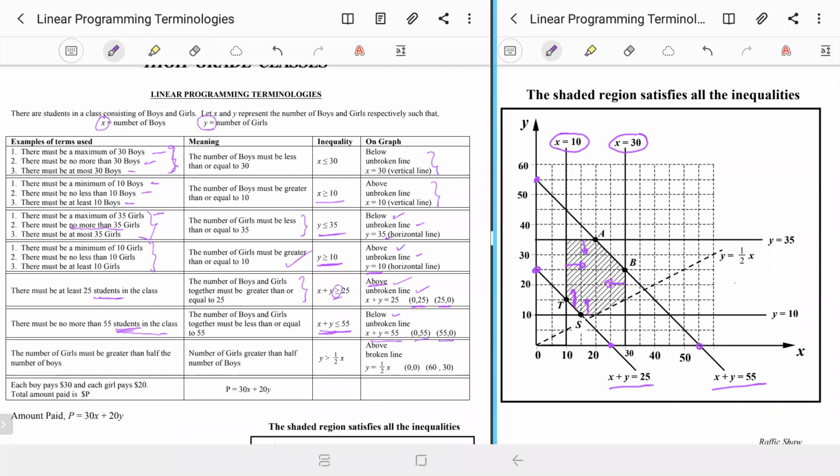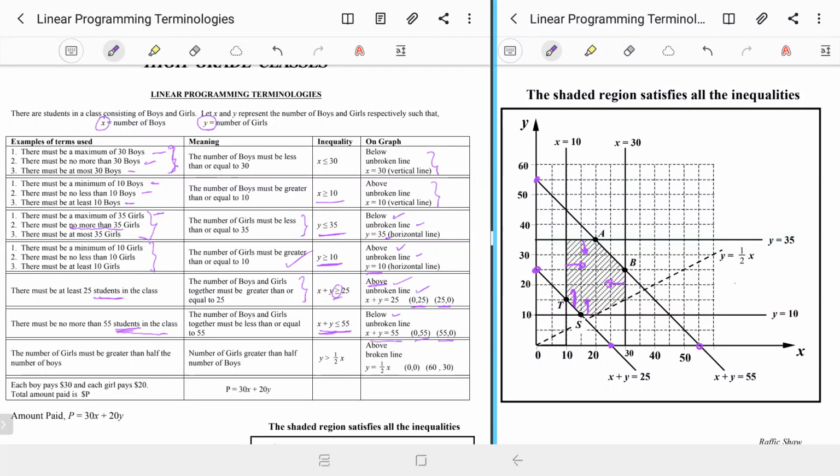If you notice, in all the examples that I have here, I label the lines with the equal sign. Always label the line with the equal sign because the line represents the equal mark. The line is the equal mark, and the region, the shaded region, is where you take the greater than or the less than into consideration. So always label the line with the equal sign. Very important. Don't put any inequality on the line.